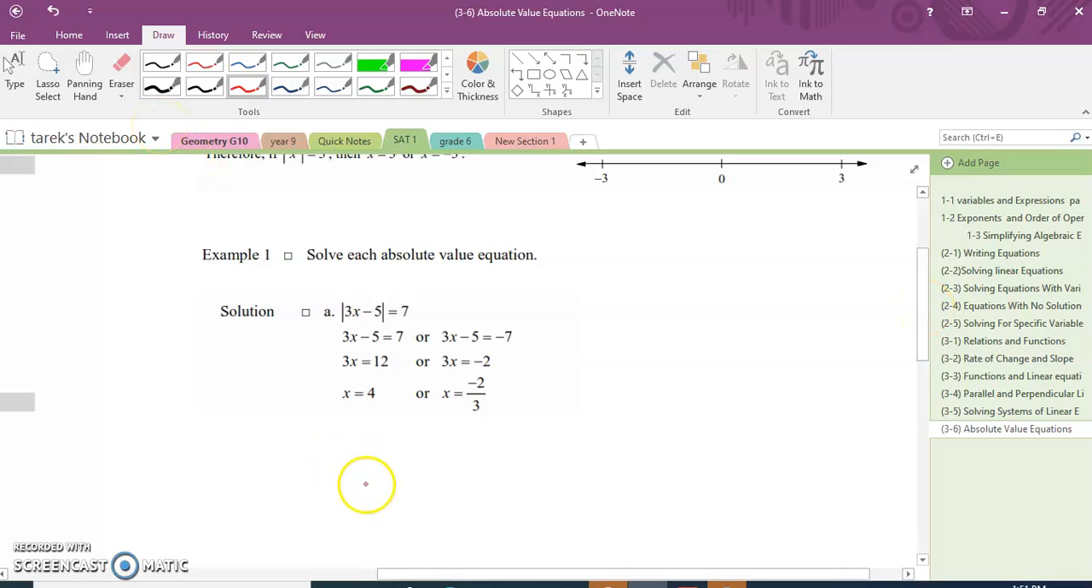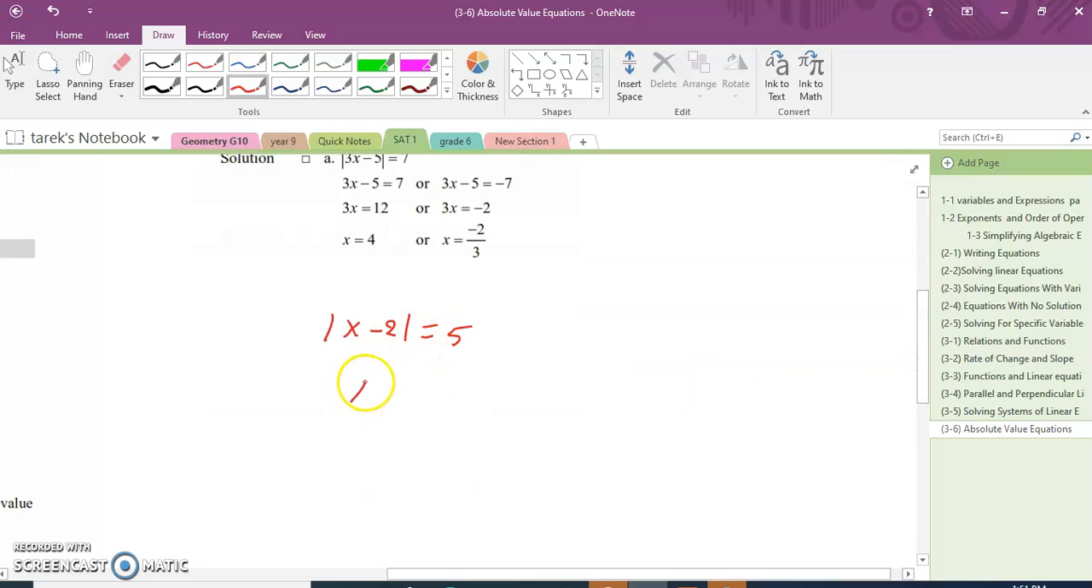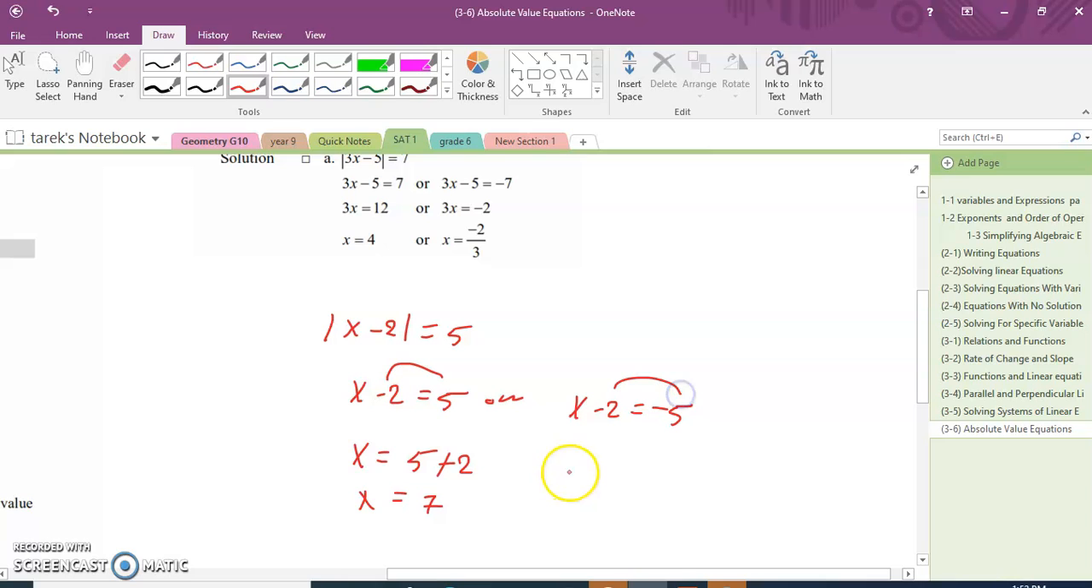Example, again another example. If I say, for example, that the absolute value of x minus 2 equals, let's say, 5. To solve this equation, I have to consider that x minus 2 is either 5 or x minus 2 equals negative 5. Solve this equation. Take the negative 2 to the other side, will be 5 plus 2, which is 7. Take this to the other side, will be x equals negative 5 plus 2, which is negative 3.